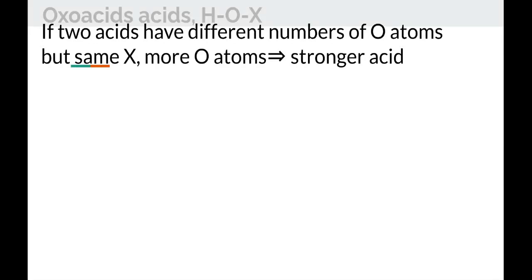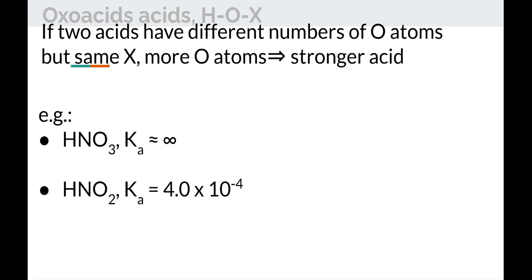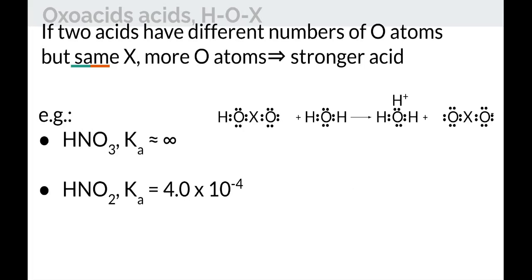The other case that you could have is you have the same X, the same central nonmetal, but one acid has more oxygen atoms than the other one. The one that has the most oxygen atoms is going to be the stronger acid. Examples, HNO3 is one of our strong acids. Ka is very large. HNO2 has a Ka of 4 times 10 to the minus 4, and it has one less oxygen. Like in the previous examples, looking at a Lewis structure version of the ionization reaction can give us some clues as to why this would be.